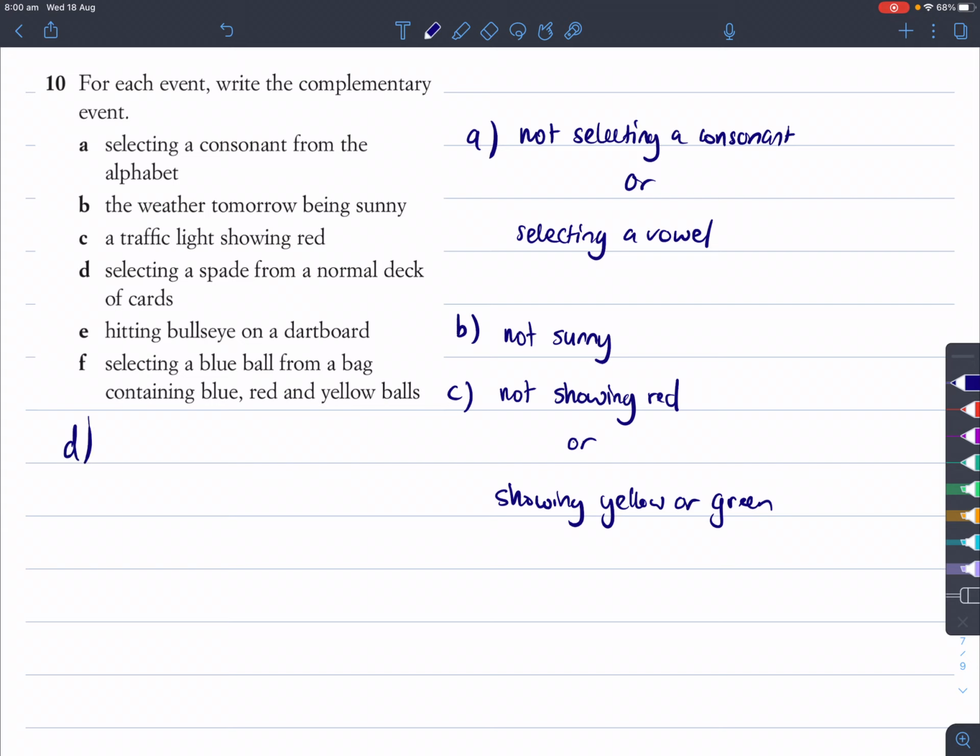Question D. Selecting a spade from a normal deck of cards. So we can say the opposite of that, which is not selecting a spade. Or if you're certain to know or list what other suits there are, which we learnt were clubs, the other black card, diamonds, or hearts. And I should say selecting these.